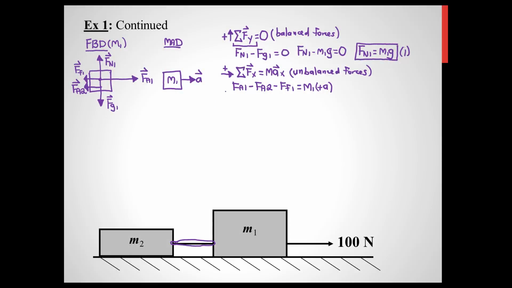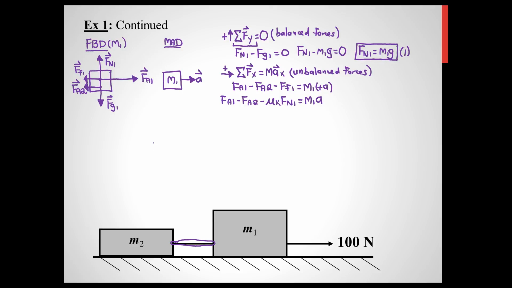Okay, let's expand this a little bit. So let's turn this into Fa1 minus Fa2 minus, we're dealing with kinetic friction because the object's in motion. So kinetic friction is always just the coefficient of kinetic friction times the normal force. So this would be mu k times Fn1. And that's equal to m1 times a.